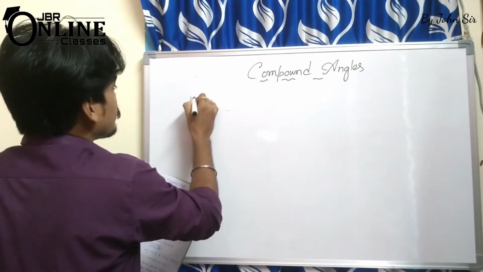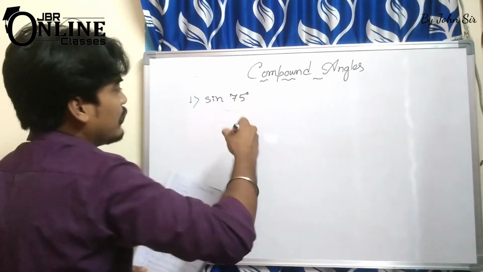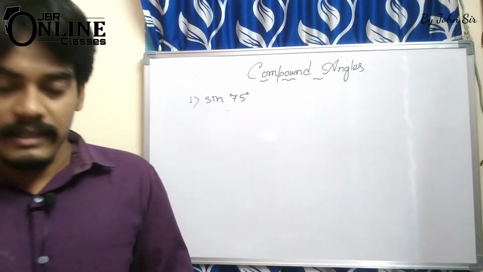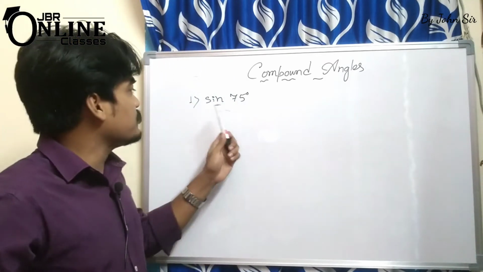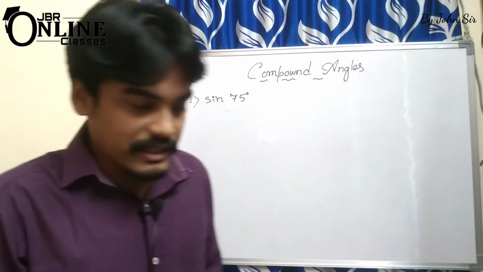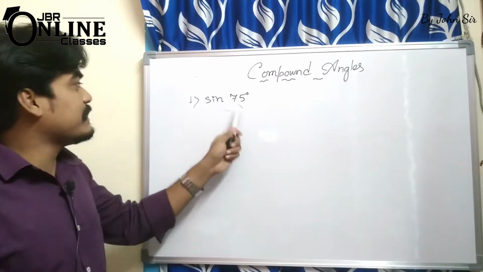So here is problem number 1. In problem number 1 you have to find out the value of sine 75 degree. In class 10 you have to know the standard values. The standard values mean the values at 0 degree, 45, 30, 90 and 60 degree. But now you have to find out sine 75 degree.